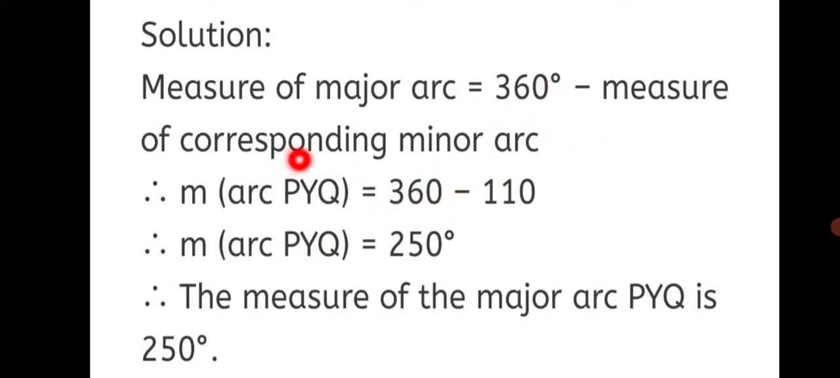What is the measure of corresponding minor arc? It is given in the question 110. So 360 minus 110, answer 250. So the measure of arc PYQ is equal to 250 degree. The measure of the major arc PYQ is 250 degree. So this way we have solved the sums based on arc of a circle. Using this particular formula, measure of major arc is equal to 360 minus measure of corresponding minor arc.